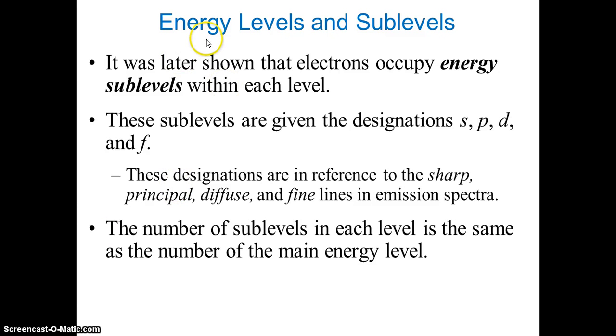Okay, in this video we'll talk about energy levels and sublevels. It was later shown that electrons occupy energy sublevels within each level, and the sublevels we give designations s, p, d and f. These designations are in reference to the sharp, principal, diffuse and fine lines in the emission spectra. The number of sublevels in each level is the same as the number of the main energy level.